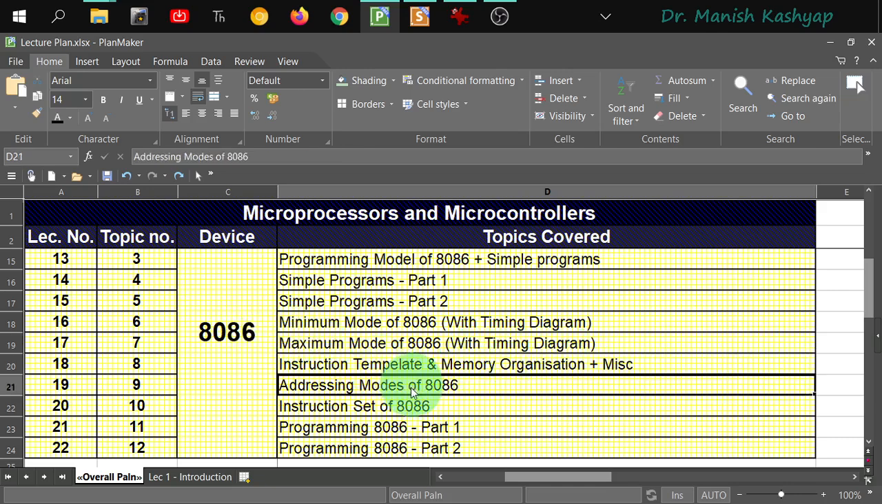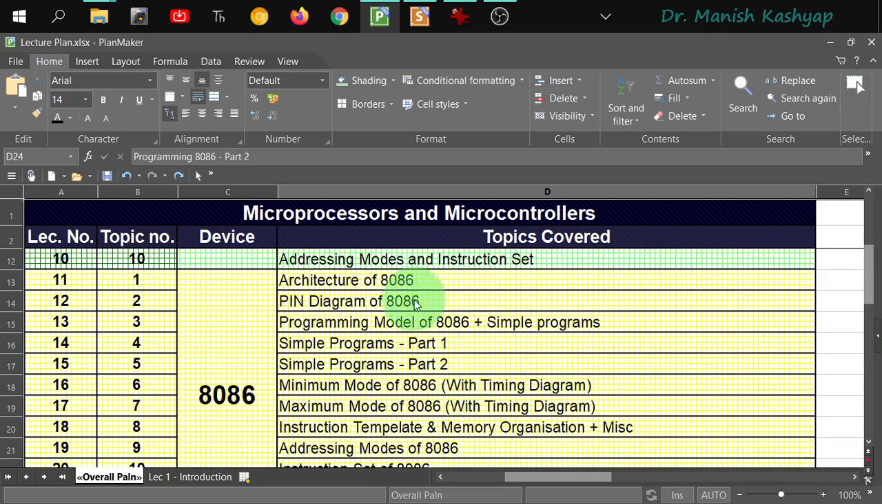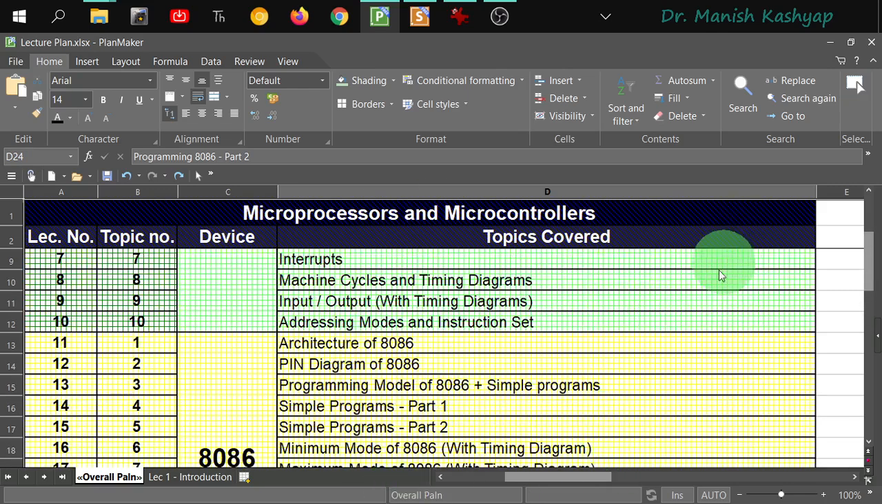Then we will study, of course, the addressing modes, instruction set, and we will dedicate some time for programming. So this is a tentative list of topics that we are going to cover in depth, and I might change them or shuffle their order of appearance depending upon the need of the course. So that's what we are going to do here, right?